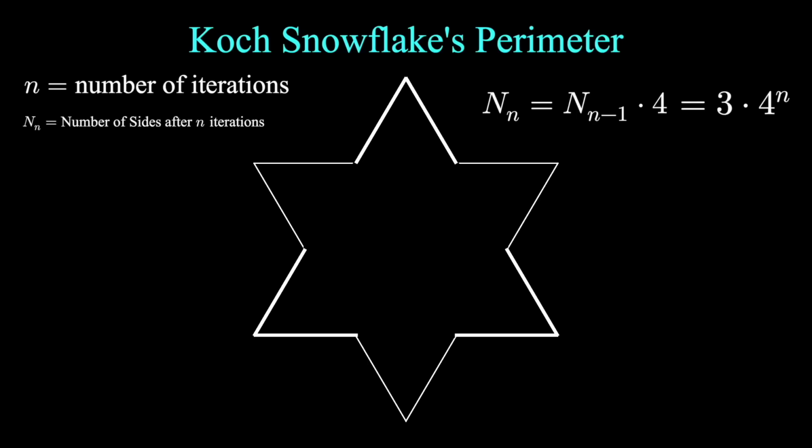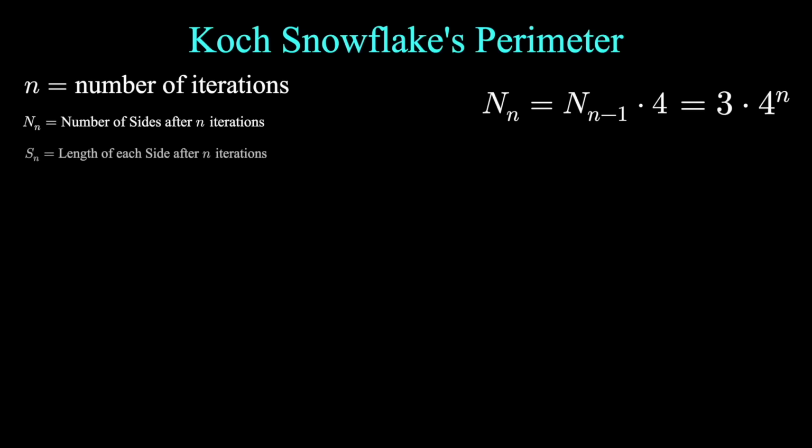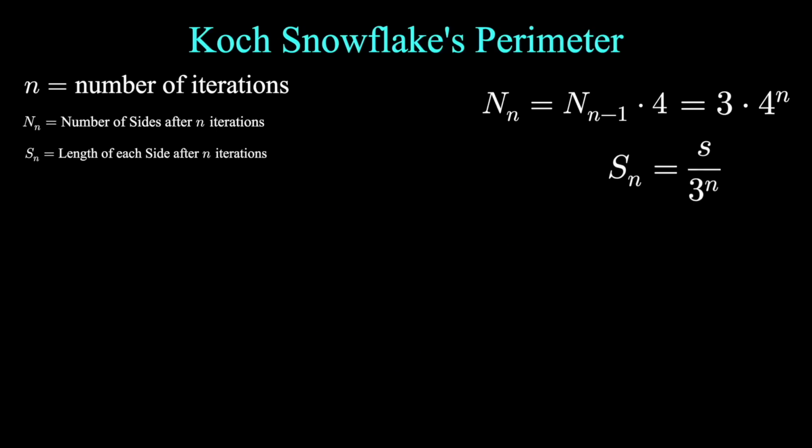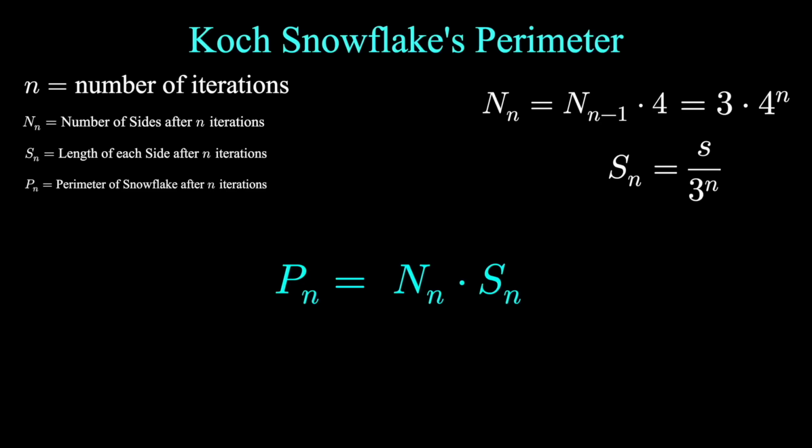What about the length of each side? Let's let capital S sub n denote the length of each side after n iterations. Now we didn't specify the length of the side of the original triangle, let's just call it little s. And since we divide the side lengths in thirds, every single iteration will divide each side length by 3. So S sub n should be s over 3 to the power of n. Now we can find the perimeter. The perimeter of this shape, I'll call it P sub n, the perimeter after n iterations, should be the number of sides times the length of the sides.